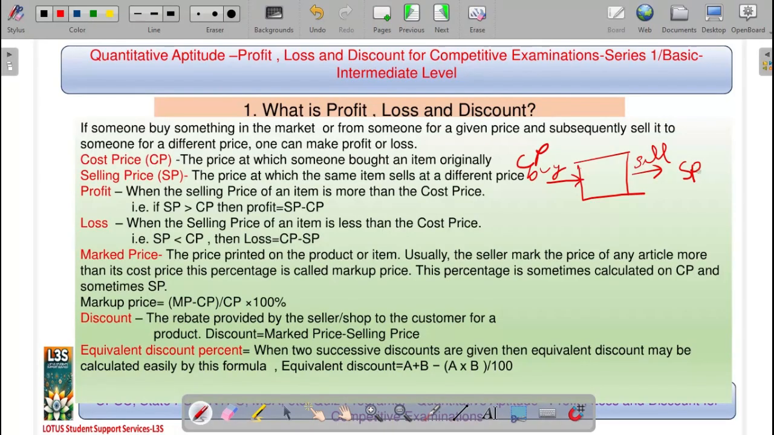So when the selling price is more than the cost price, he will get a profit. He will get more money, and so it will be the profit. So what will be the profit then? It will be selling price minus cost price.